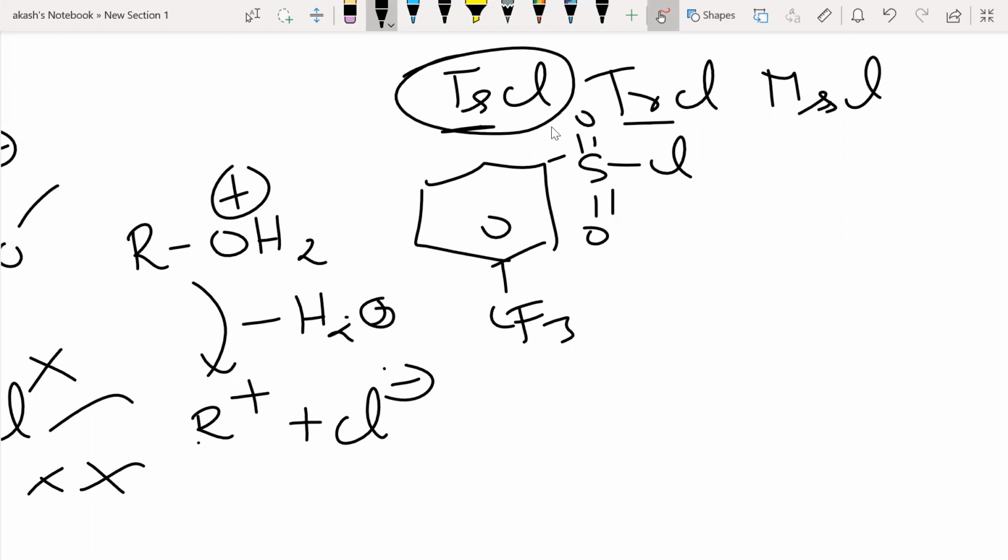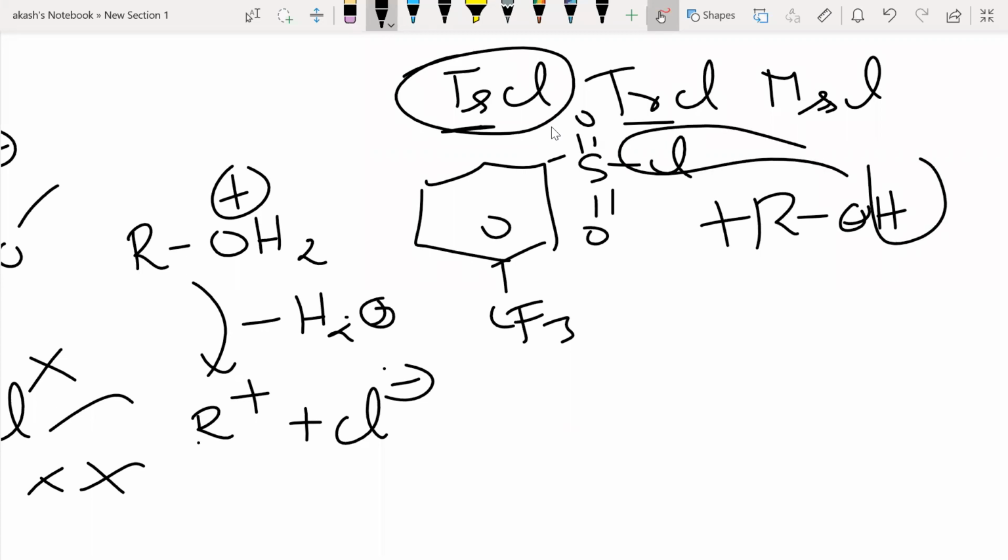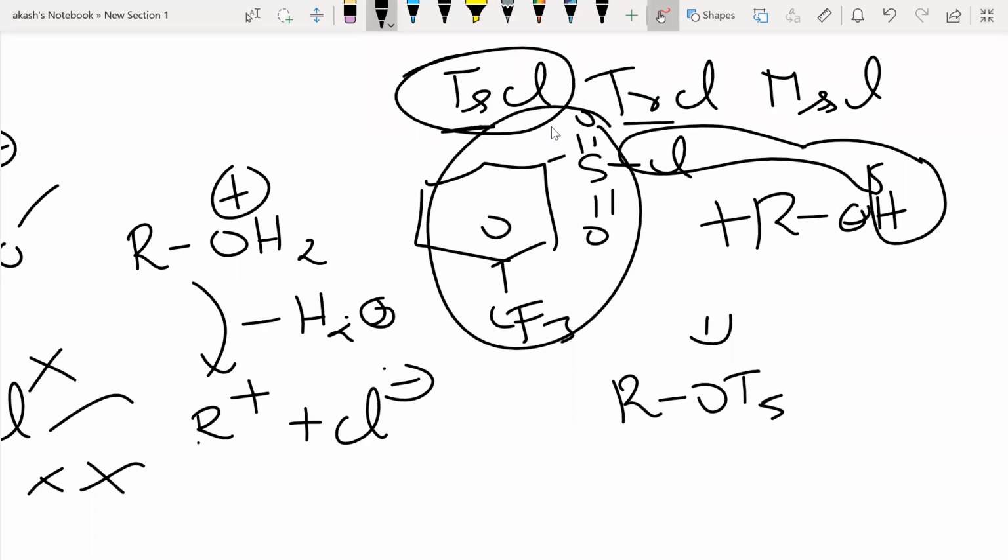So if I take TsCl and make it react with alcohol, now I know alcohols are pretty acidic, isn't it? So this H plus and this Cl minus can leave. How do I write this? I can write it as ROTs. Ts is this group, the tosyl group.